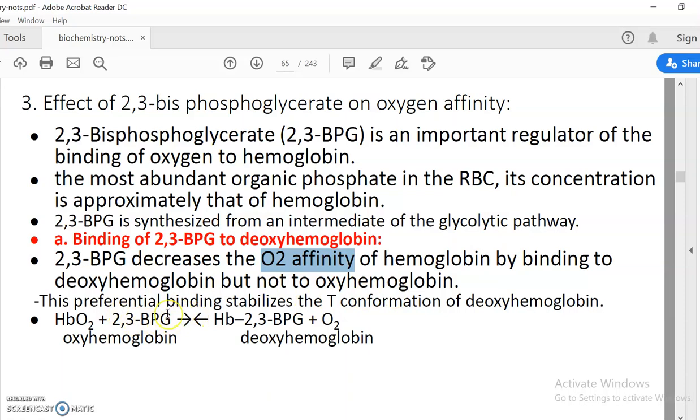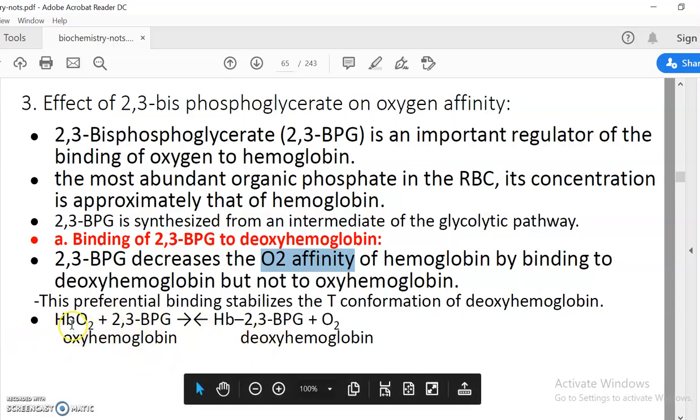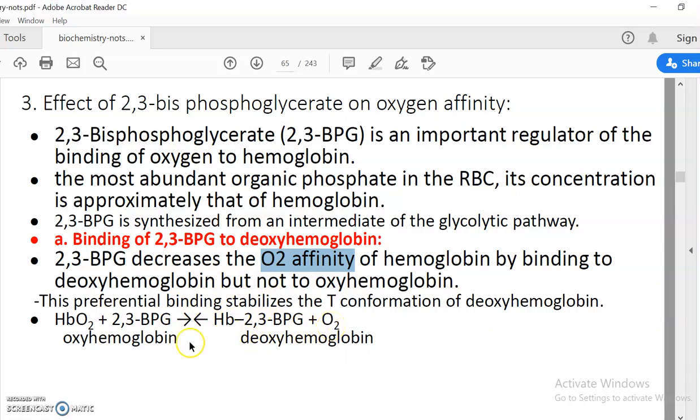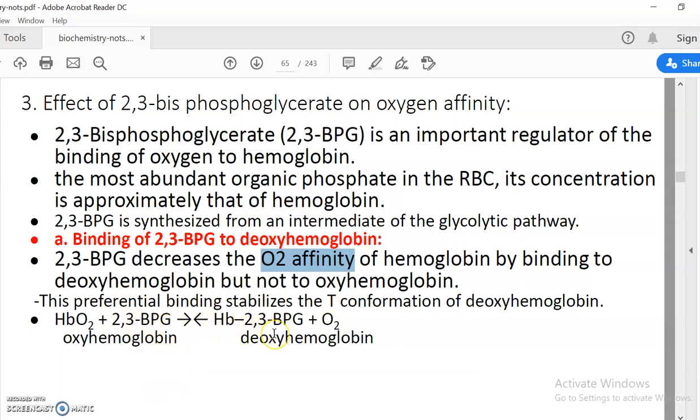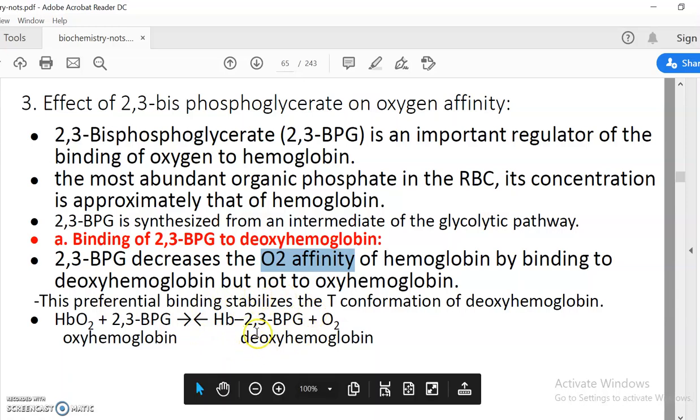This preferential binding stabilizes the T conformation of the deoxyhemoglobin, according to the equation: hemoglobin-oxygen plus 2,3-BPG is in equilibrium with hemoglobin-2,3-BPG plus oxygen. By increasing the concentration of 2,3-BPG, the reaction will go forward. So the complex of Hb-2,3-BPG will be produced, and hemoglobin-oxygen will be dissociated.